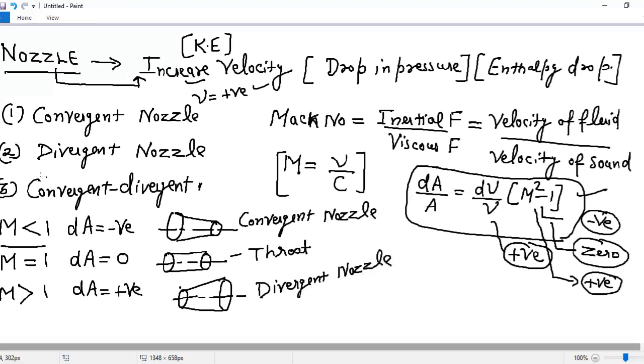Okay. And the last one is called the convergent divergent nozzle. It basically looks like this. Initially it is convergent, so your area will be decreasing. Clear? Then it is divergent. So over here we are going to have the area of the throat, and after that the area will increase. This type of nozzle is known as a convergent divergent nozzle.